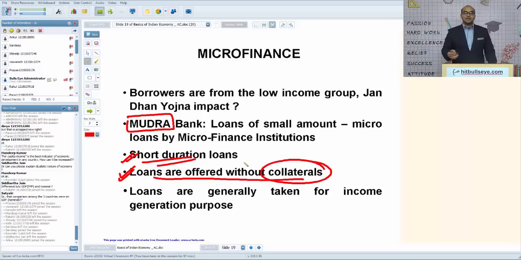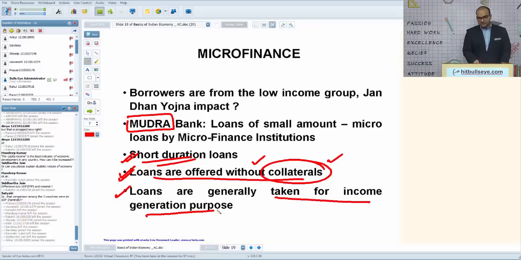Now, it is very unlikely that a poor self-employed person, let us say, who wants to set up a business and needs 10,000 as the seed capital, would have any security or collateral. So over here, microfinancing institutions extend these loans to such needy people. And of course, these loans are generally taken for income generation purposes. So they are not specific loans, for example, car loans or education loans. These are loans taken specifically for income generation.